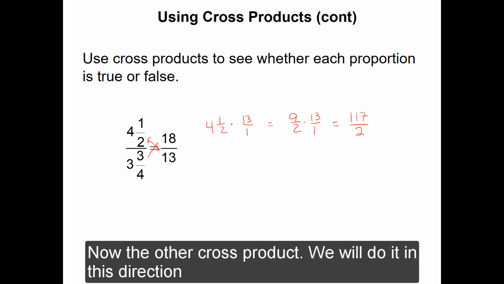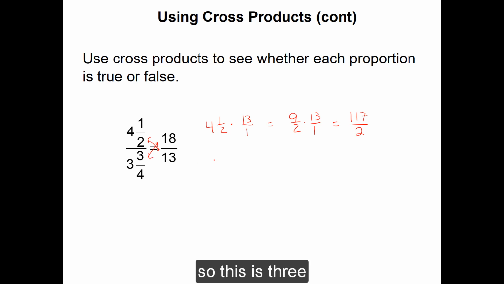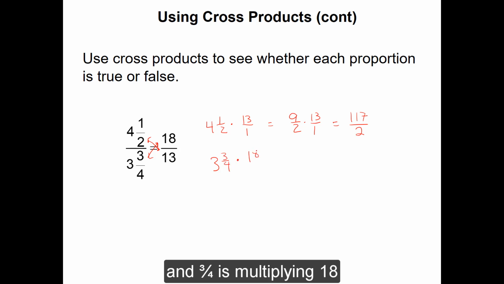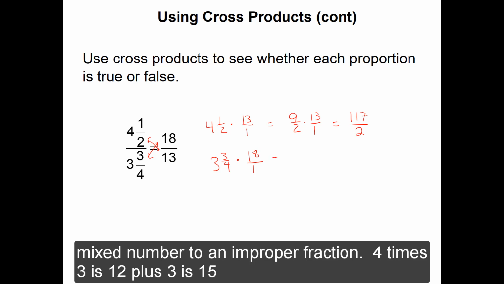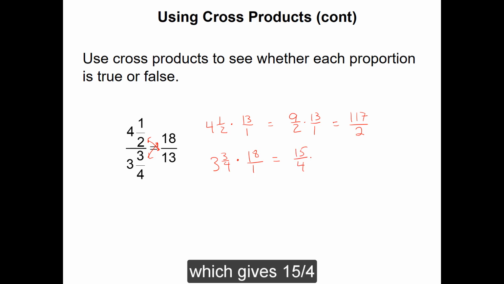We'll do it in this direction. So this is 3 3/4 multiplied by 18. I'll just make it a fraction. Let's convert the mixed number to an improper fraction. 4 times 3 is 12, plus 3 is 15. So that's 15 over 4 times 18.